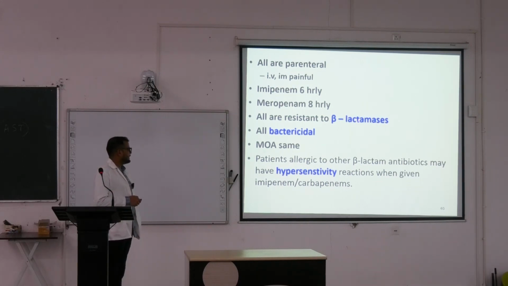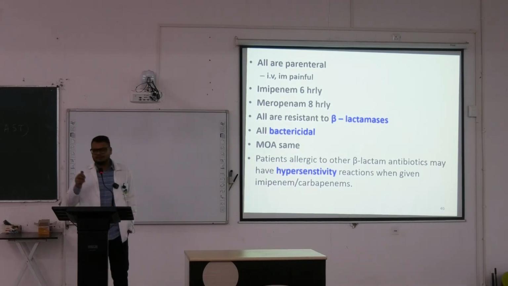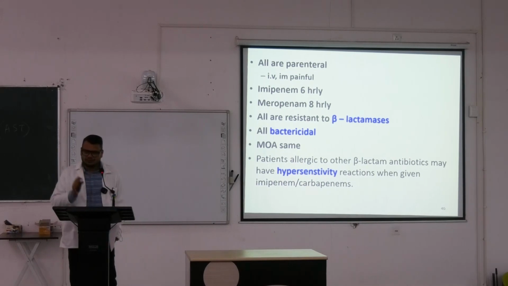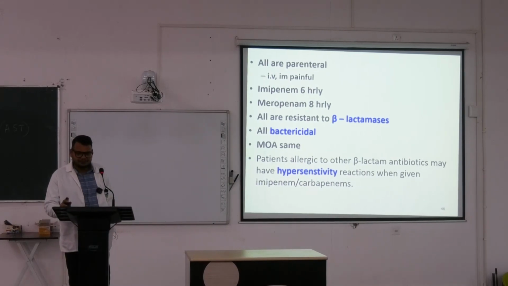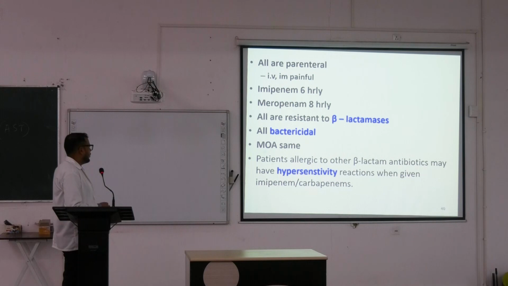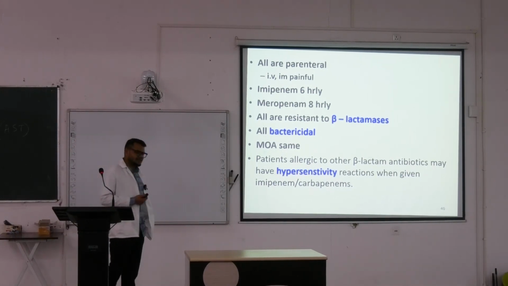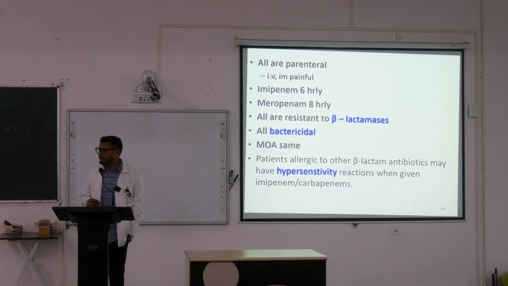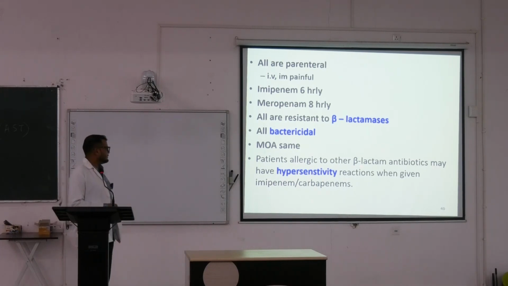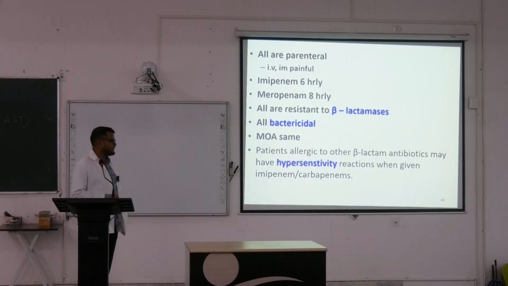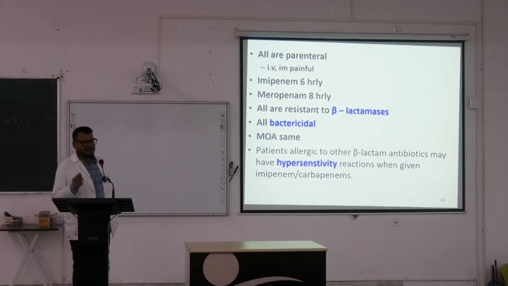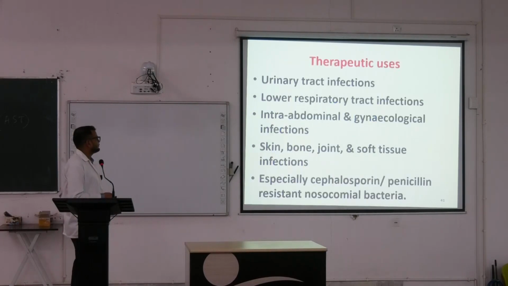All are resistant to beta-lactamases. All are bactericidal. So beta-lactam ring but resistant to beta-lactamase. These are carbapenems. Okay. All are bactericidal like any other penicillin. Mechanism of action same, it binds with the penicillin binding protein and hypersensitivity reactions are there. Okay, but less than cephalosporins.